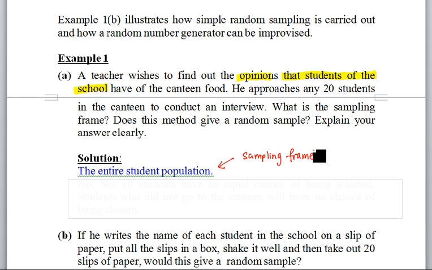No, it doesn't. Because even though you want to find out about opinions of canteen food, you go to the canteen, but at that moment, some people are in class, in the toilet, that kind of thing. So you look at the entire school student population, not everyone has an equal chance of being selected. Those in the toilet will never be selected. Okay? You know what I'm saying? So, very simple answer, just copy.